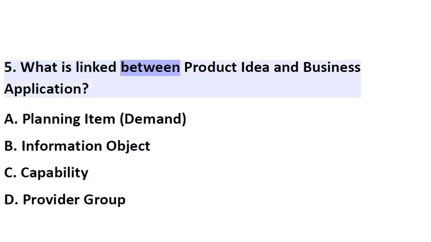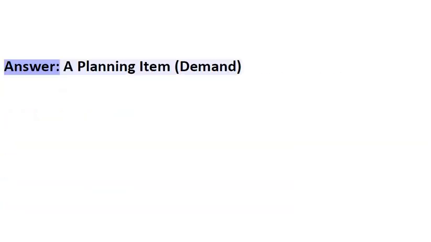5. What is linked between product idea and business application? A. Planning item, demand. B. Information object. C. Capability. D. Provider group. Answer: A. Planning item, demand.